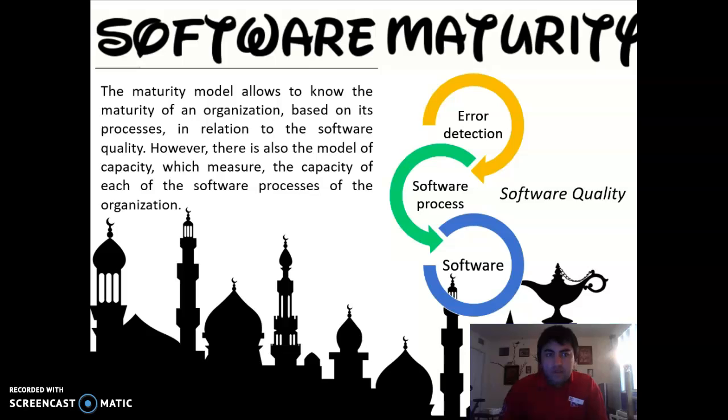So we're gonna start talking about software maturity. The maturity model allows us to know the maturity of the organization based on its processes in relation to software quality. However, there is also the capacity model, which measures the capacity of each of the software processes of the organization. So, like we see on the graphic, for the quality of the software, first we detect the error through the software process, and then we have a final software.